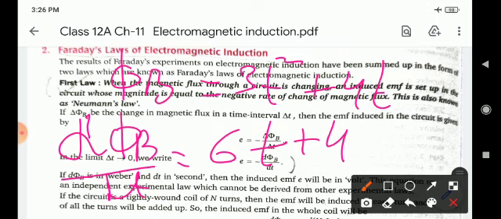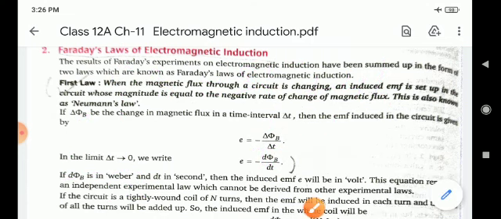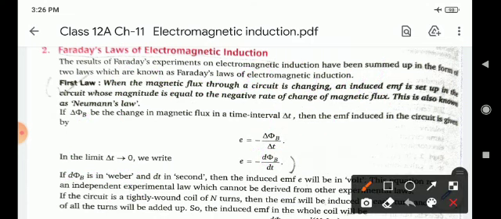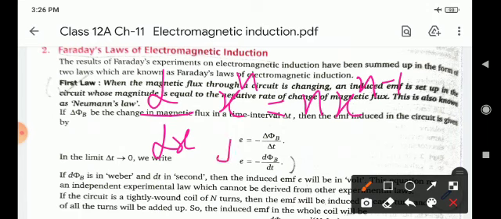What is the formula of differentiation of d by dx? Children, the formula of differentiation: d by dx of x power n is equal to n x power n minus 1. And d by dx of x is equal to 1.